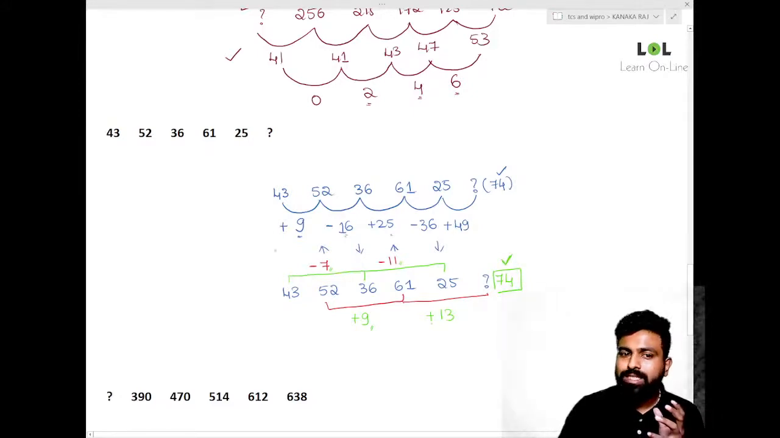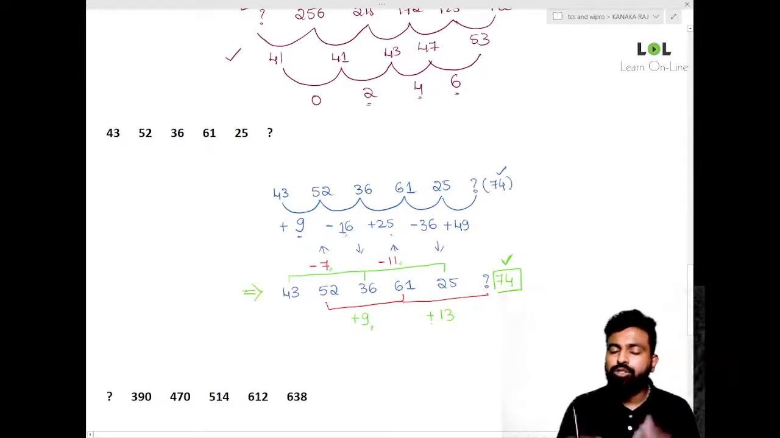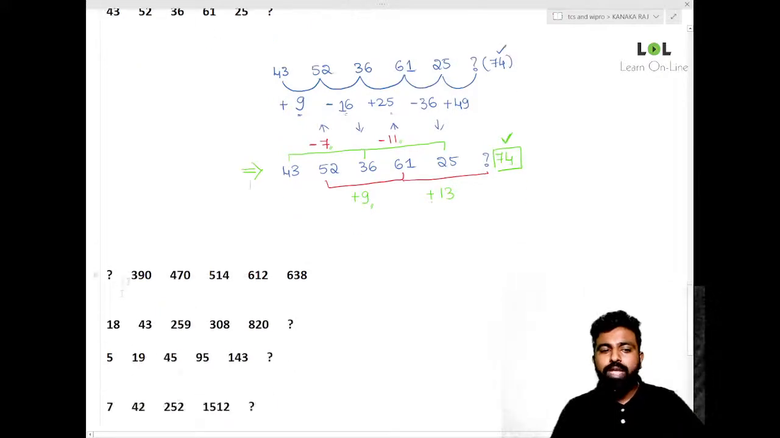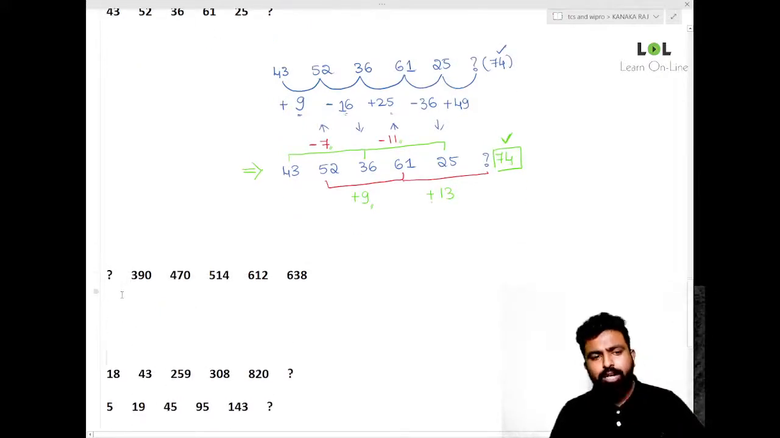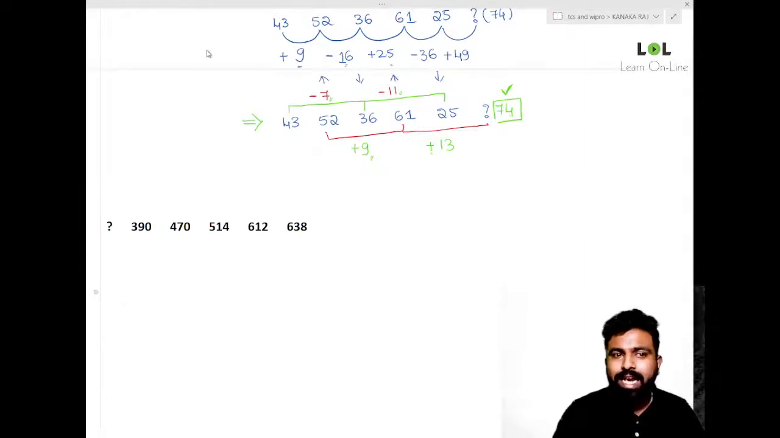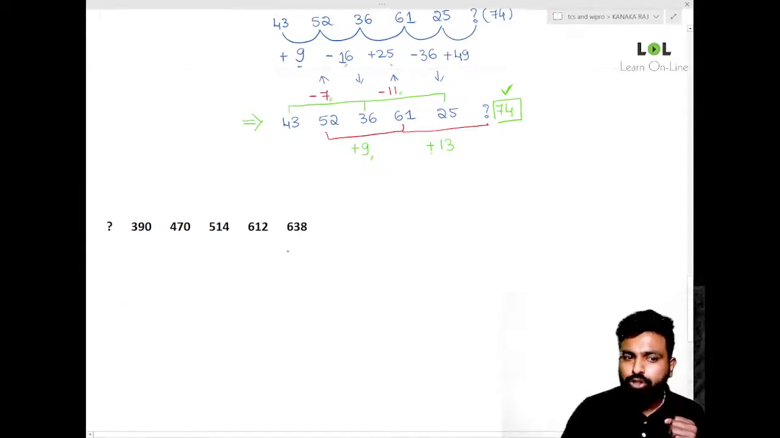So I'll always suggest you to prefer this method. Why should we prefer this method? As you start solving problems, you'll understand this. Now, moving on to the next question, people. Try to solve this question. This is slightly difficult, probably slightly difficult for you people. So try to solve this question.